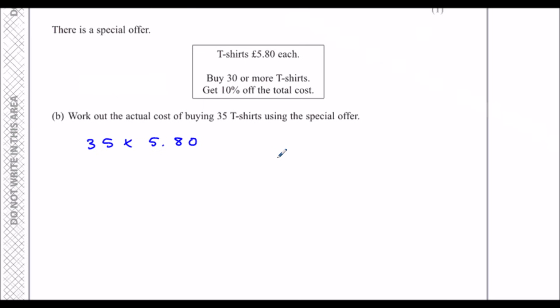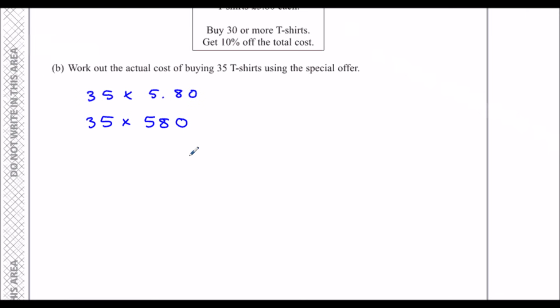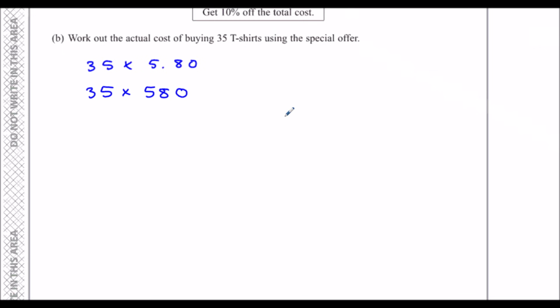The alternative is to take 10% off first. We'll take it off afterwards. So we're going to do 35 times £5.80. To multiply decimals, it's easier to get rid of the decimals. So we'll do our calculation in pence. So we're going to do 35 times 580. And we will work out how much the t-shirts cost in pence. It doesn't matter what method you use for multiplication. I'll do a grid, so I'll do 35 times 580.